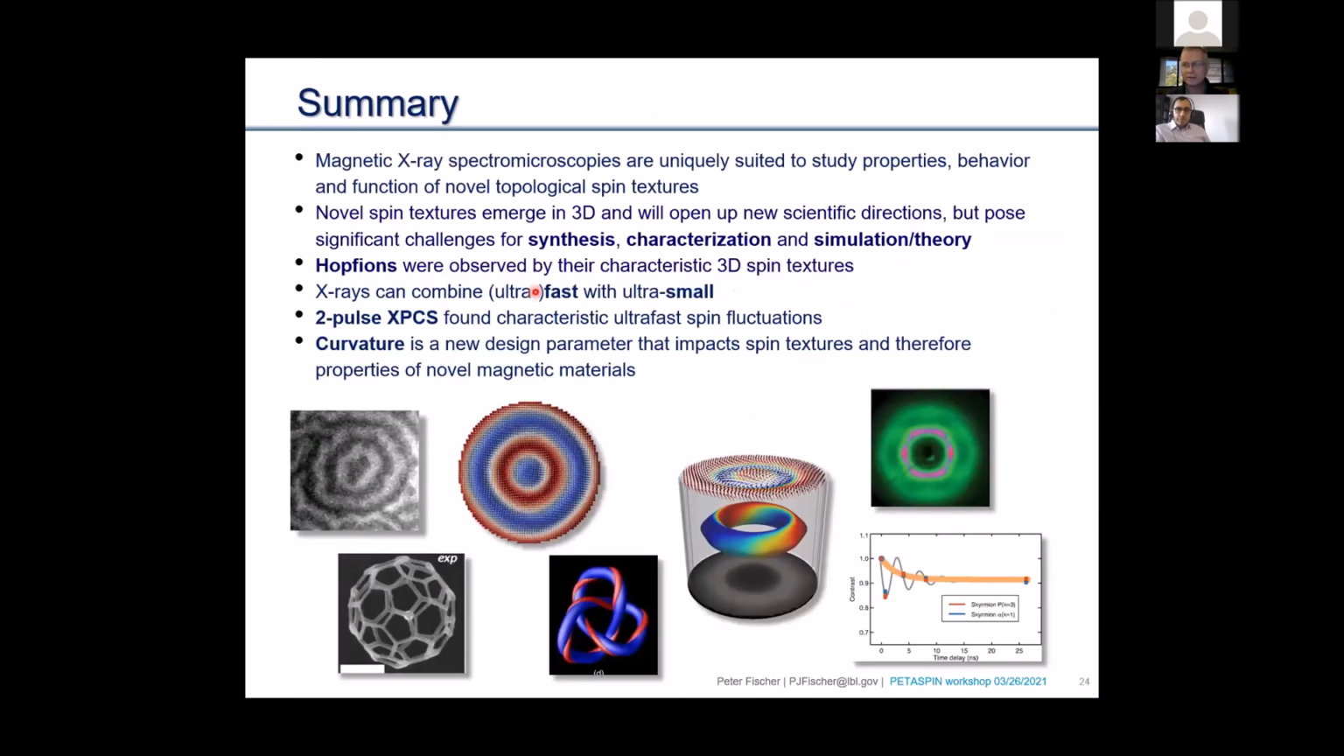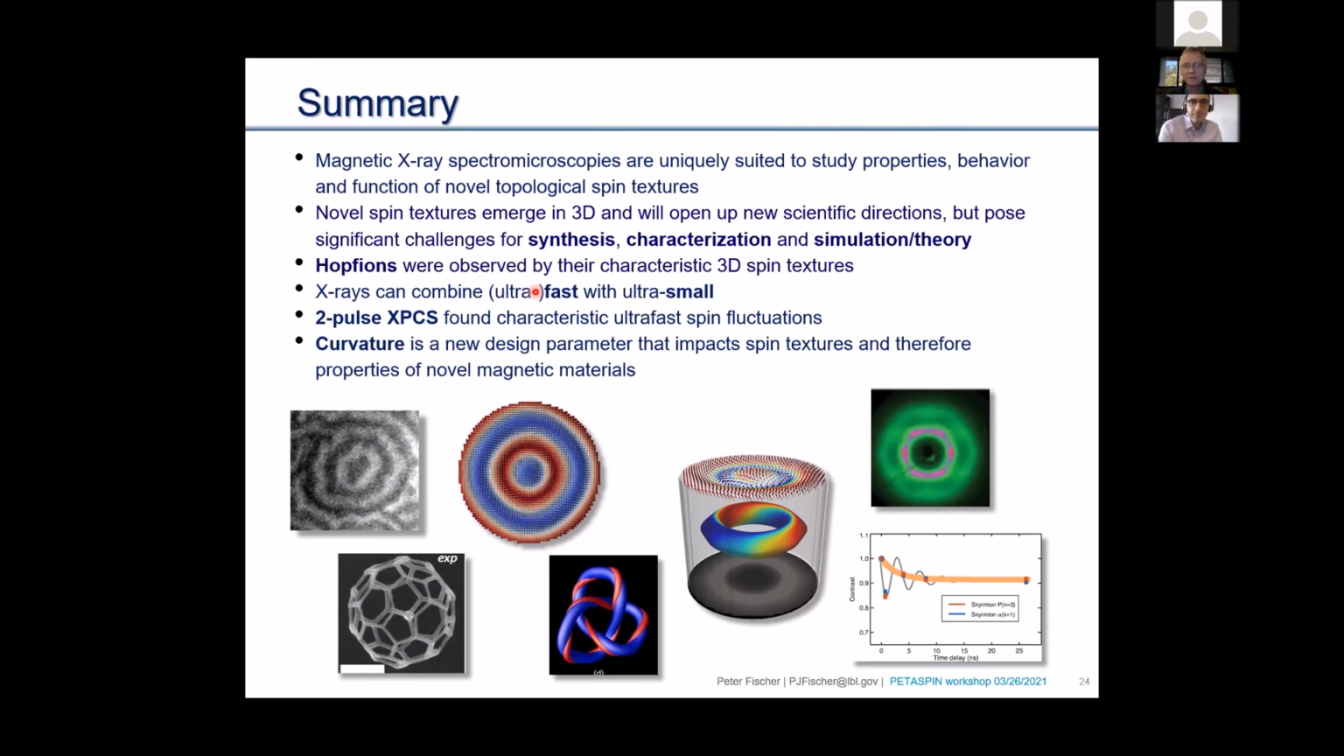Okay, with that, let me summarize briefly. I hope I could give you a glimpse into how magnetic X-ray spectro-microscopy allows, in a unique way, to study properties, behavior, and function of these novel topological spin textures. I'm so excited, and I hope my whole team is also excited. New spin textures will emerge when you finally go into the third dimension. And it's not going back to bulk systems, it's going into designing, with FEBID and other techniques, a material that nature just doesn't give us.